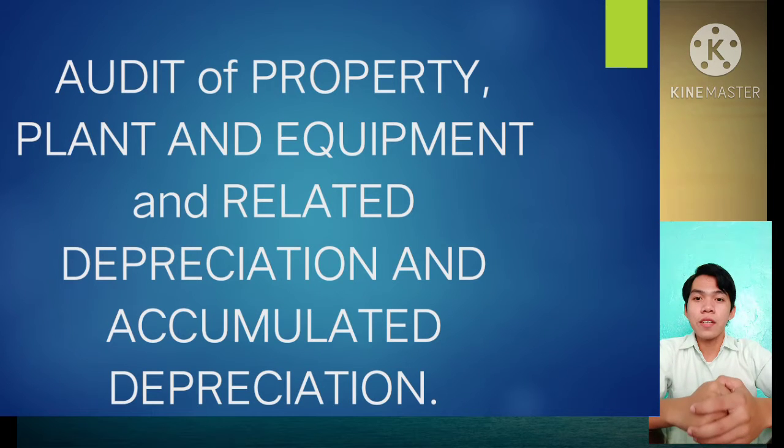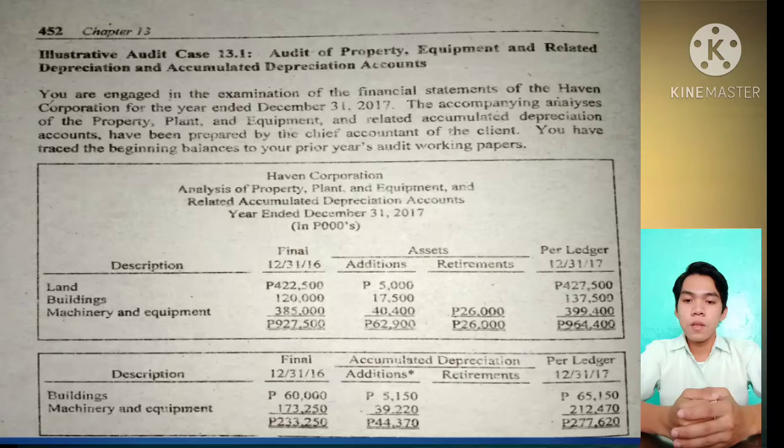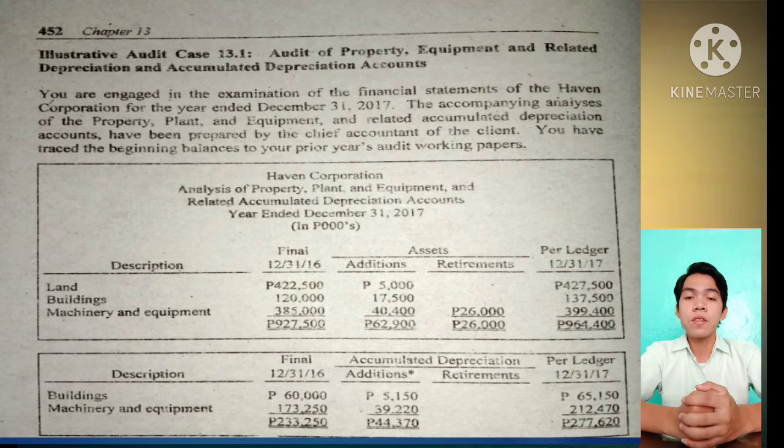Today, I am tasked to discuss the illustrative audit case 13.1, which is an audit of property, equipment, and related depreciation and accumulated depreciation accounts. In this case, we're going to examine Havens Corporation financial statements. First, I'm going to show you Havens Corporation's analysis of their property, plant, and equipment and related depreciation and accumulated depreciation accounts for the year ended December 31, 2017.